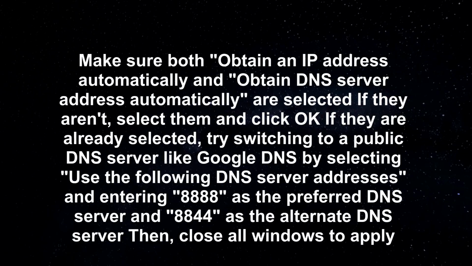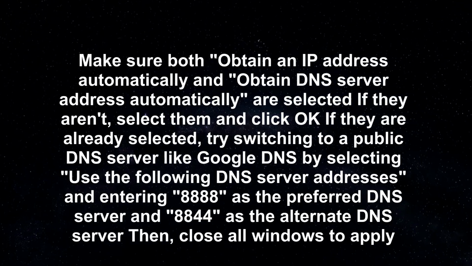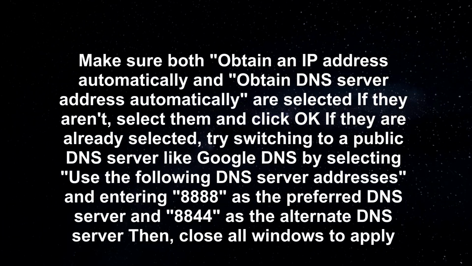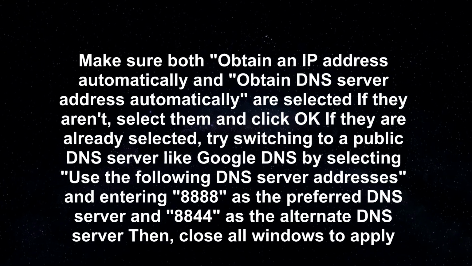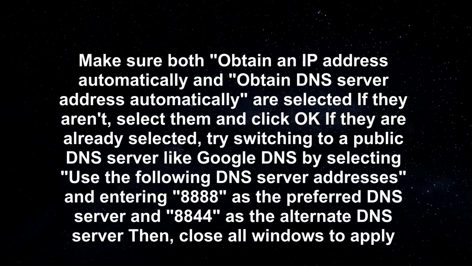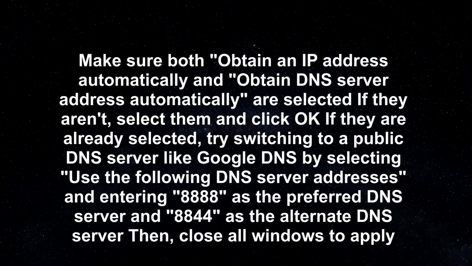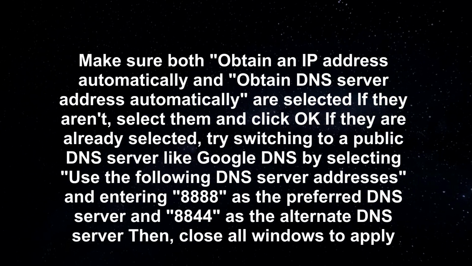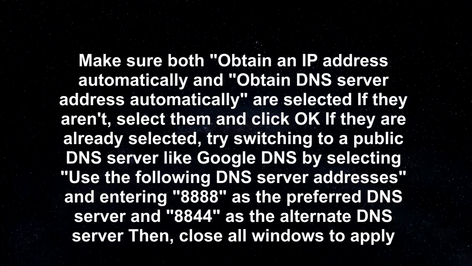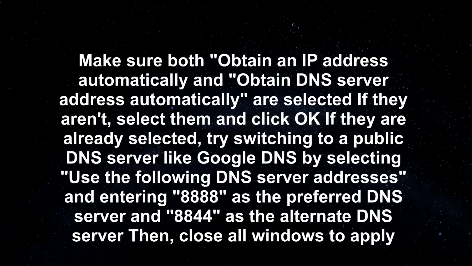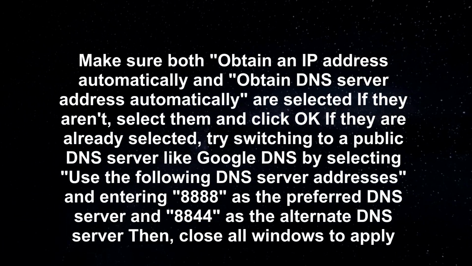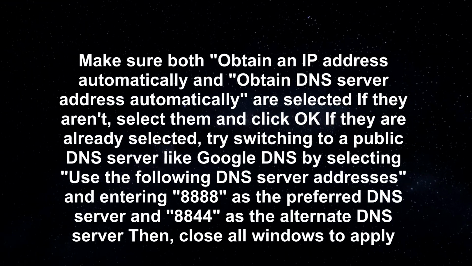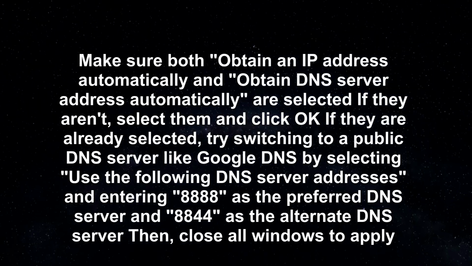Make sure both obtain an IP address automatically and obtain DNS server address automatically are selected. If they aren't, select them and click OK. If they are already selected, try switching to a public DNS server like Google DNS by selecting use the following DNS server addresses and entering 8.8.8.8 as the preferred DNS server and 8.8.4.4 as the alternate DNS server. Then close all windows to apply.